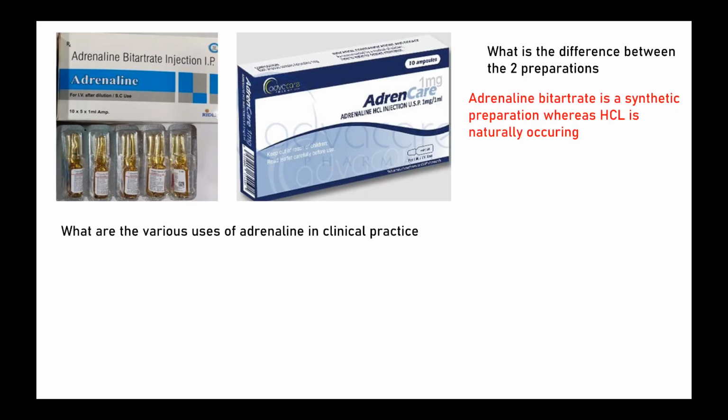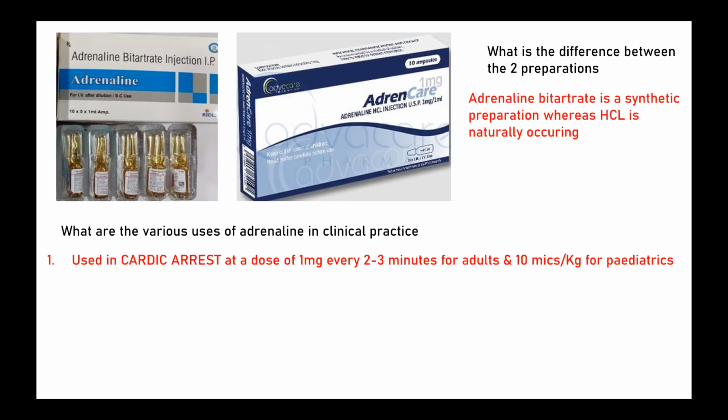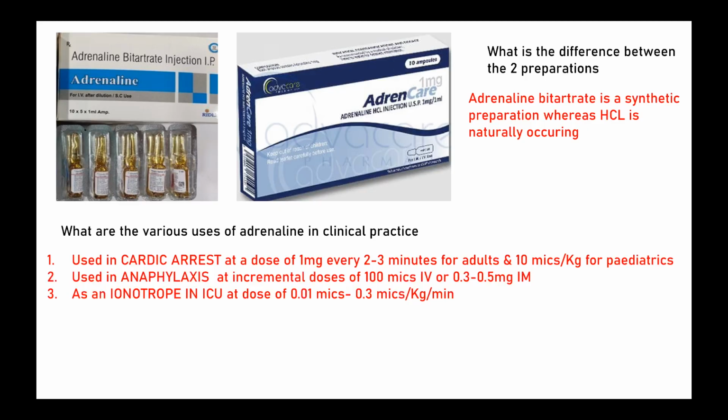What are the various uses of adrenaline in clinical practice? For anaphylaxis, advanced cardiac life support. Anaphylaxis, bronchospasm. Use in cardiac arrest in doses of 1 milligram every 2 to 3 minutes for adults and 10 micrograms per kg for pediatrics. Very good. Then in anaphylaxis, 0.3 to 0.5 mg. As an inotrope in ICU, a dose of 0.01 to 0.3 mics per kg.